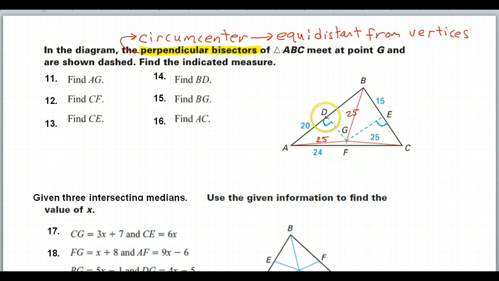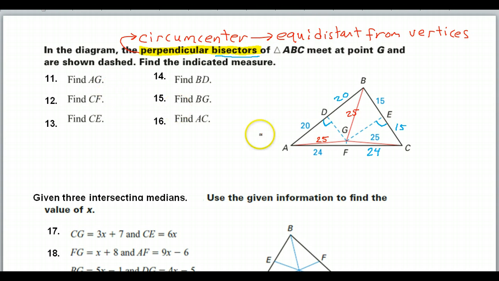So because D is a midpoint, then if this is 20, then this is 20. If BE is 15, then EC is 15. If AF is 24, then FC is 24. Okay, because of bisectors. So we've probably found a whole bunch of things. If anything is missing, I bet we're going to just do the Pythagorean theorem with these right triangles. Let's see what we've got so far.